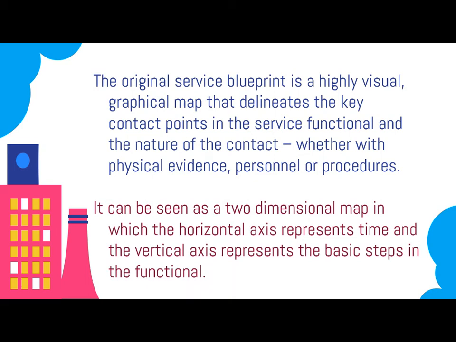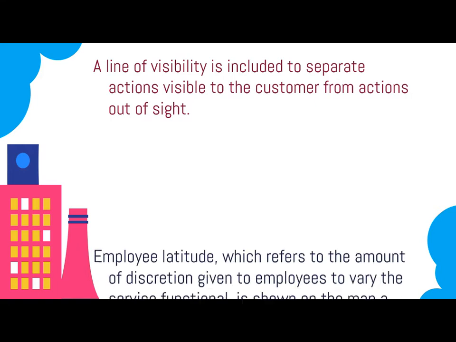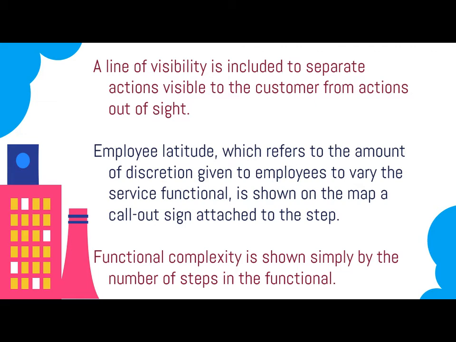It can also be seen as a two-dimensional map in which the horizontal axis represents time and the vertical axis represents the basic steps in the function. Line of visibility is included to separate actions visible to the customers from the actions out of sight. Employee latitude, which refers to the amount of discretion given to the employees to vary the service function, is shown on the map as a callout sign attached to the step. Functional complexity is shown simply by the number of steps in the function.